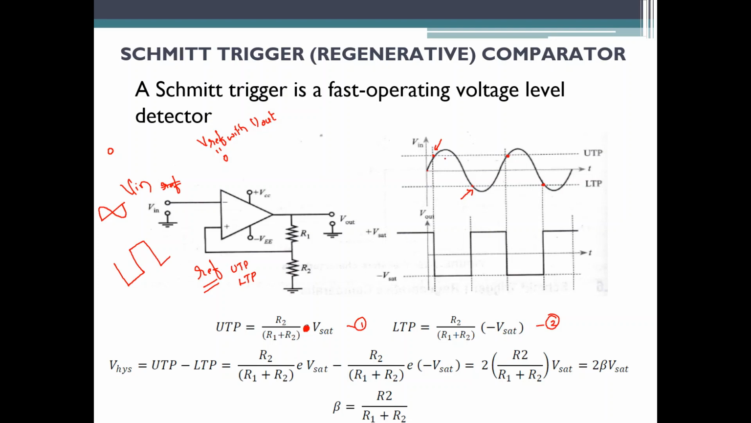Hysteresis voltage is basically the difference between the upper triggering point and the lower triggering point, which is given by UTP minus LTP. If you carry out the difference here, you can substitute these formulas and you get 2 into R2 divided by R1 plus R2 into V saturation, where R2 divided by R1 plus R2 is substituted by beta. This is what normally happens in your Schmitt trigger circuit.